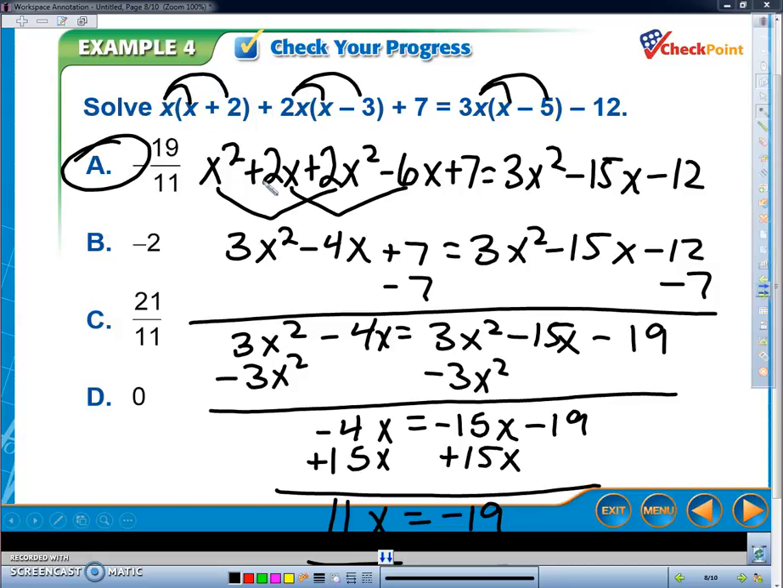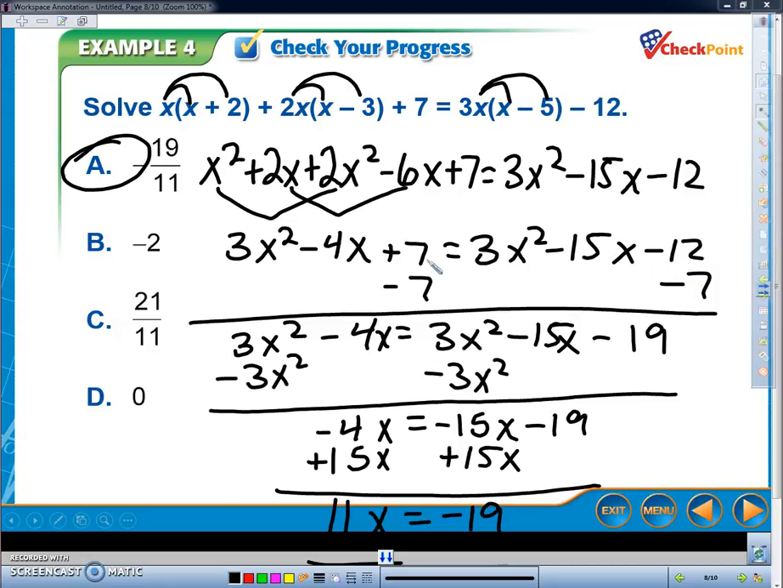Distributed out, got x squared plus 2x. Distributed out, got 2x squared minus 6x. Then we add this plus 7. And on this side, this is the easy side. 3x squared minus 15x minus 12. Now, what we're going to do on one side is look for like terms. There's two sets of like terms. 3x squared minus 4x plus 7 equals 3x squared minus 15x minus 12.